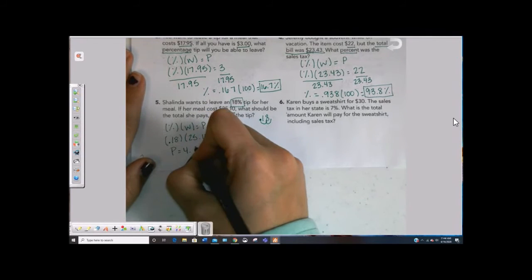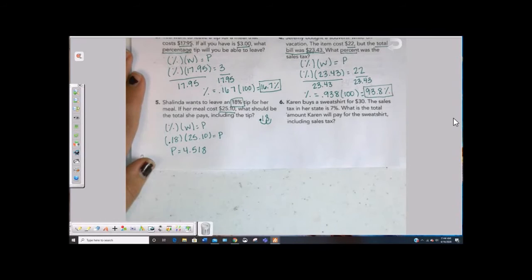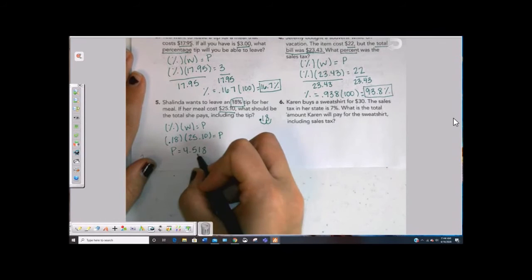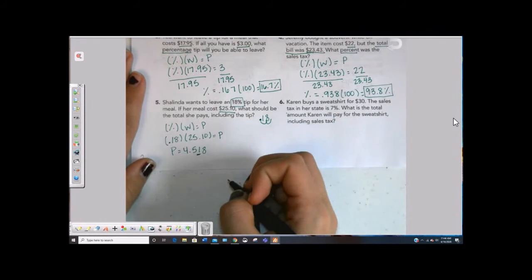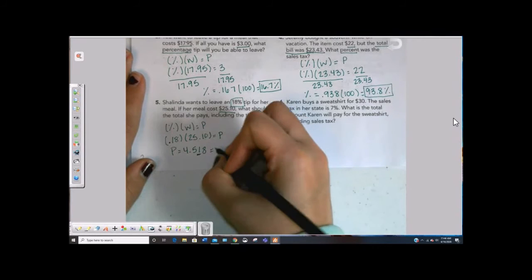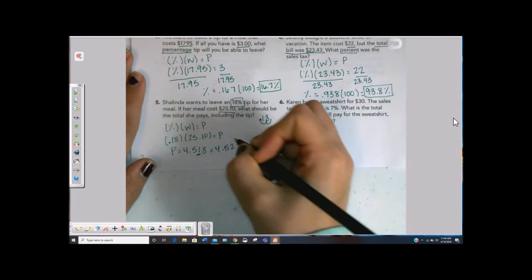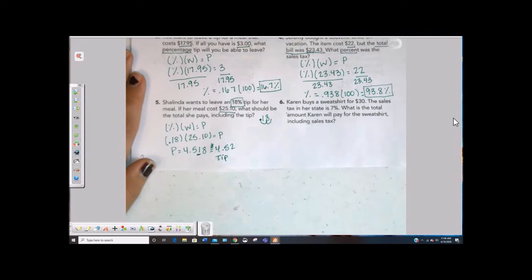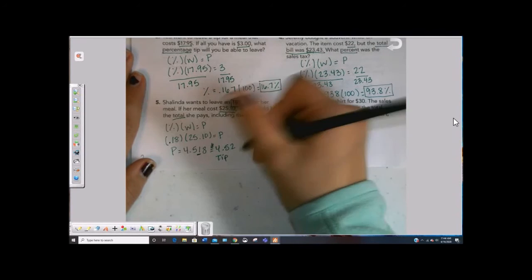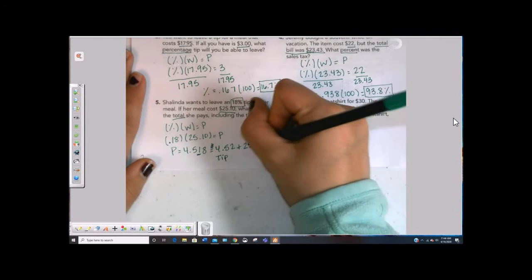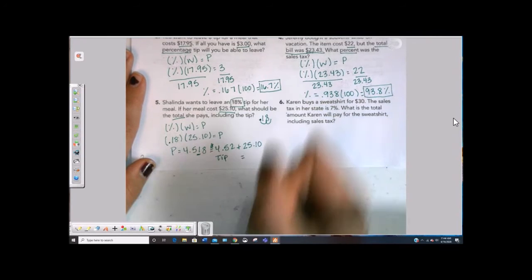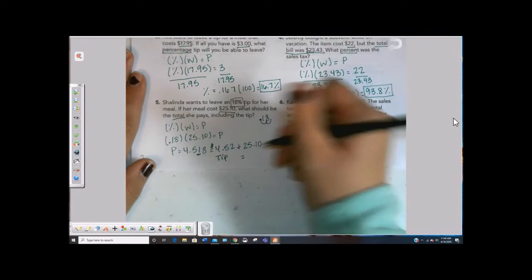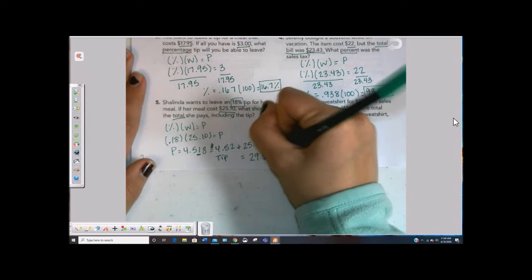you get a longer decimal. I took the same 3 numbers at the end, but we're talking about money here, so the 8 turns the 1 into a 2. So our tip amount is $4.52. With tip, remember we add it back into the cost. So we're going to add $25.10, so our final price is $29.62.